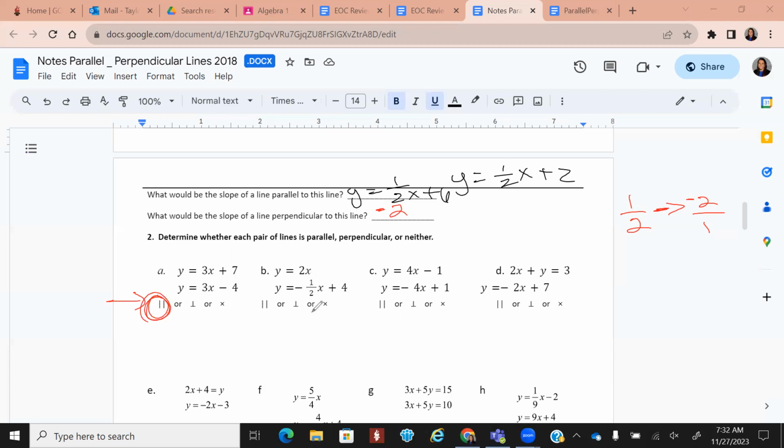On the next one, are these negative reciprocals of each other, or are they the same? Negative reciprocals. So these are perpendicular. What about the next one? Are they the same? No. Are they negative reciprocals? No. They're negative, so they have opposite signs, but that's it. So this is going to be neither.